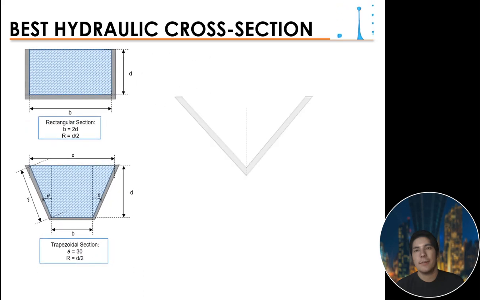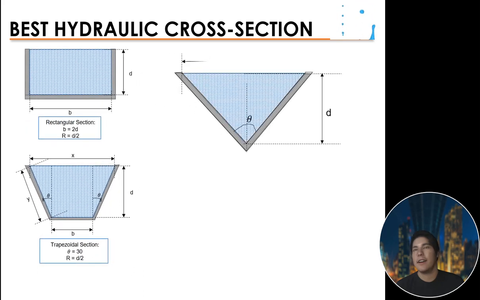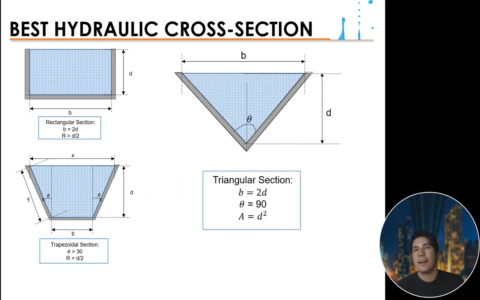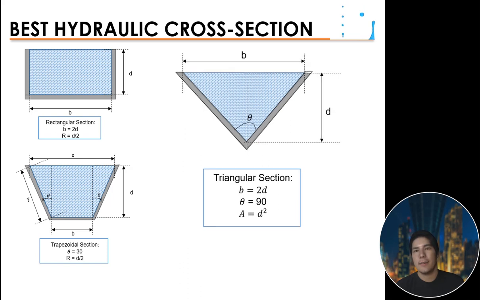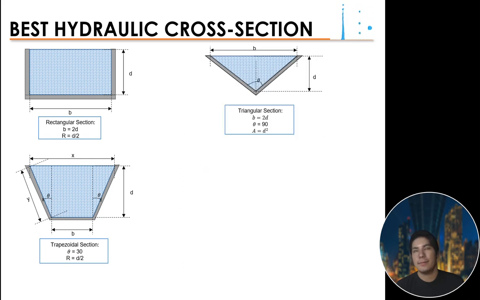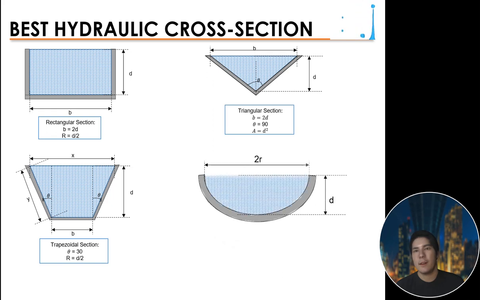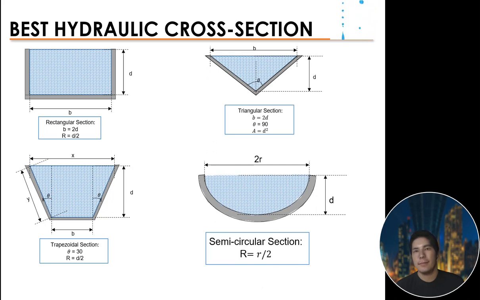So for triangular section, theta must be 90 degrees. So it is a right angle. Again, B is twice the depth. Area is D squared. And for semicircular, we have 2R and depth. So the hydraulic radius is just R divided by 2.